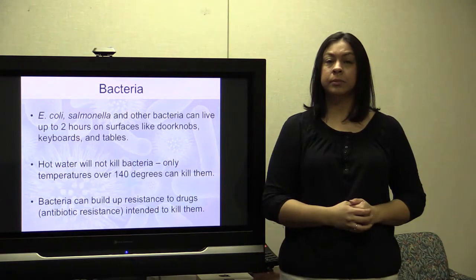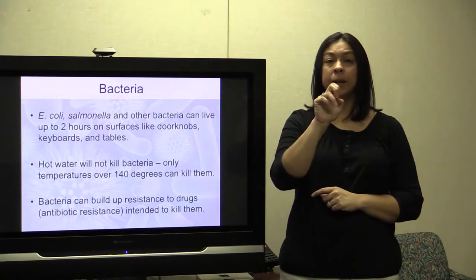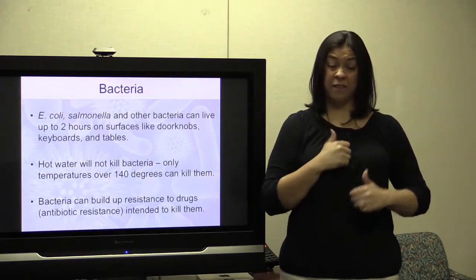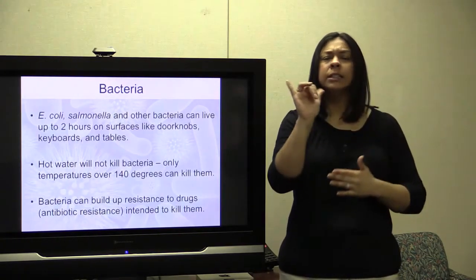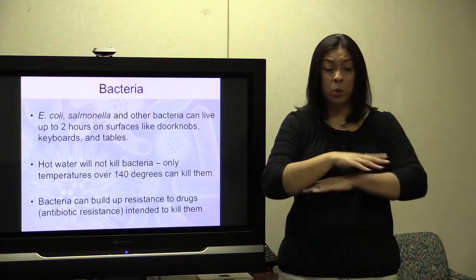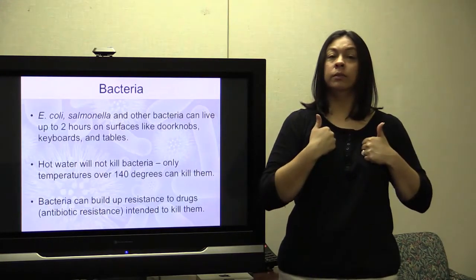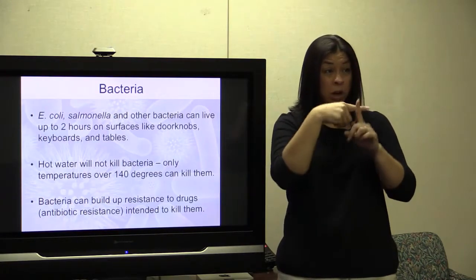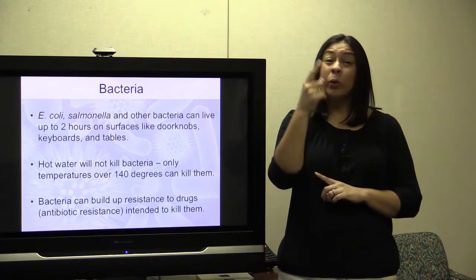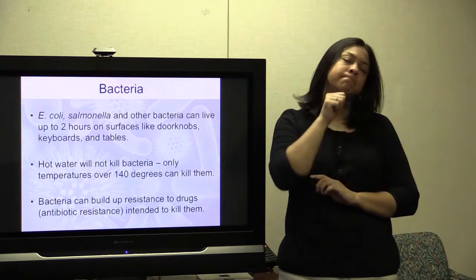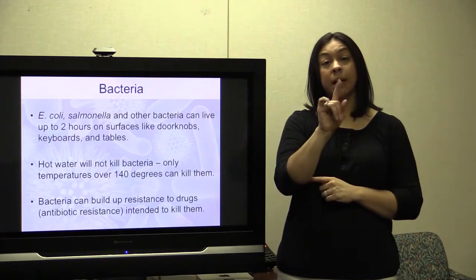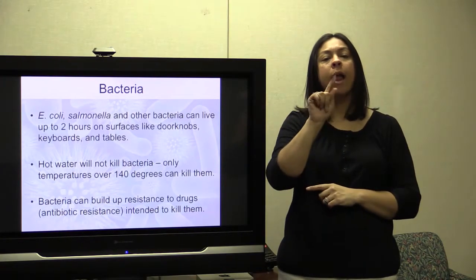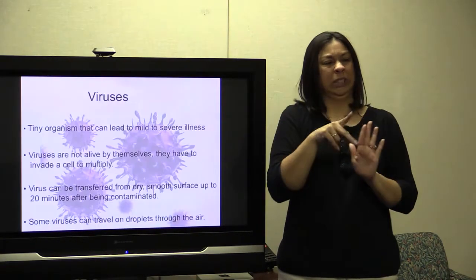E. coli and Salmonella are two kinds of foodborne pathogens, and they can live up to 2 hours on surfaces like doorknobs, keyboards, and tables. Hot water does not kill bacteria. Only temperatures over 140 degrees can kill them. So if you think that just heating water can kill them, that is not true. And bacteria can build up resistance to drugs, which is antibiotic resistance, which is intended to kill them.